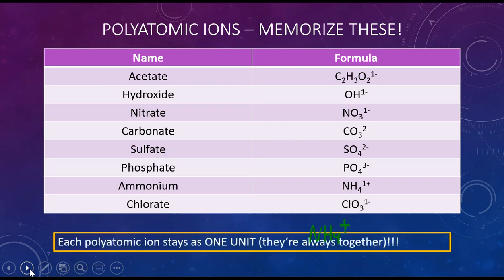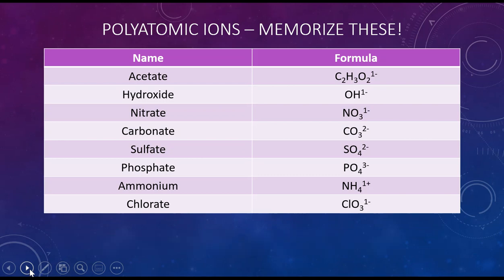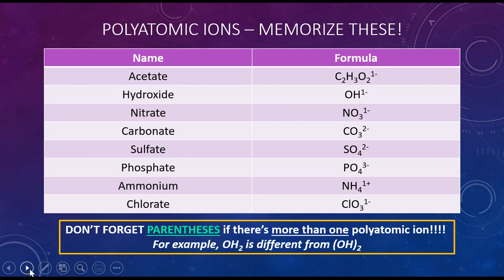Now, each polyatomic ion is 1 unit. They're always together. And that's why I said you have to use parentheses, because this keeps them together as a group. So for example, hydroxide is OH minus. If you write OH and then put the 2 on there, the 2 is only applying to the H. It's not applying to the O. But if you put the 2 outside parentheses like this, guess what? Now it distributes to both things inside the parentheses, just like in math. It's like distributing, okay?